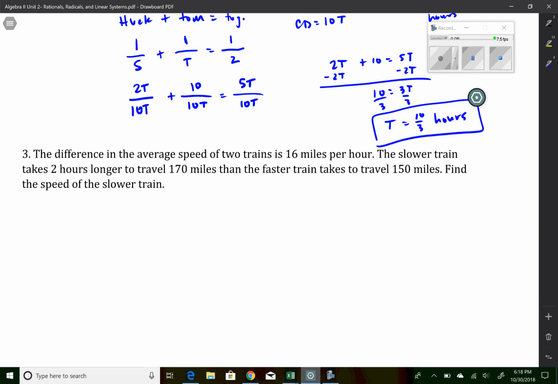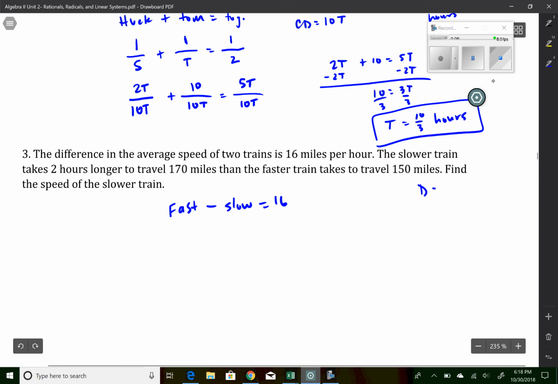Number 3 says the difference in average speed of 2 trains is 16 miles per hour. So that means the fast train speed minus the slow train speed is 16 miles per hour. Remember, distance is equal to rate multiplied by time. So if I want to find the rate, it would be the rate is equal to distance over time. So those are going to be my fractions.